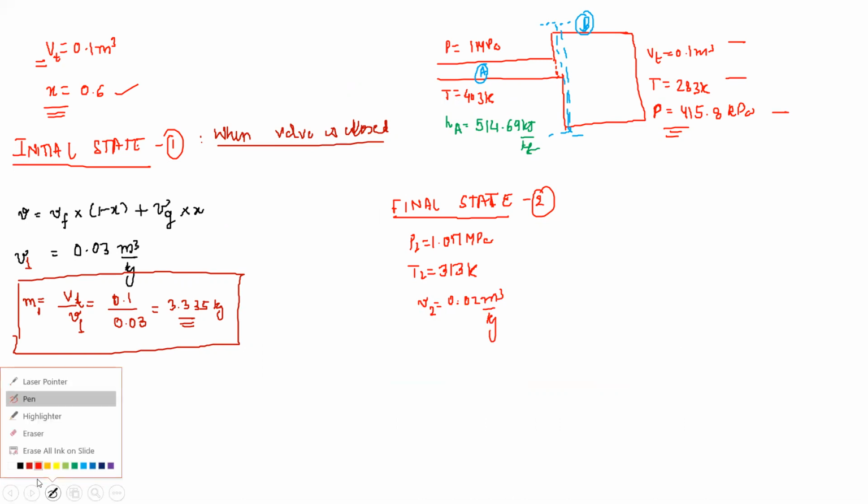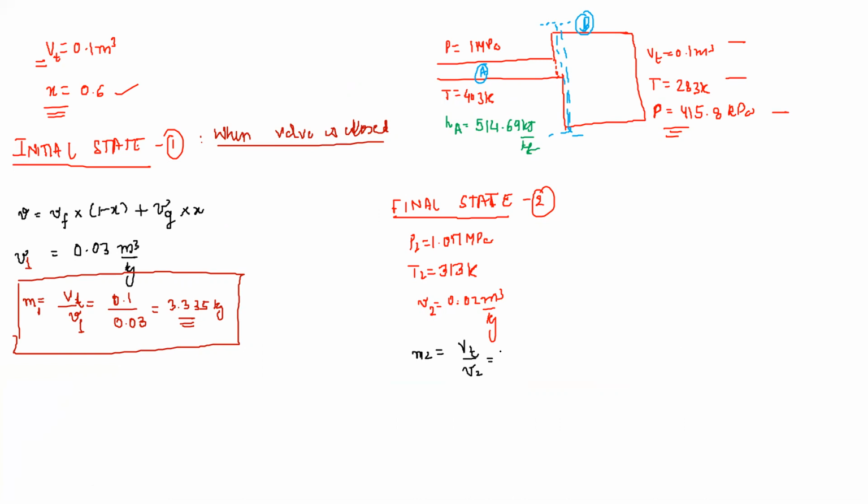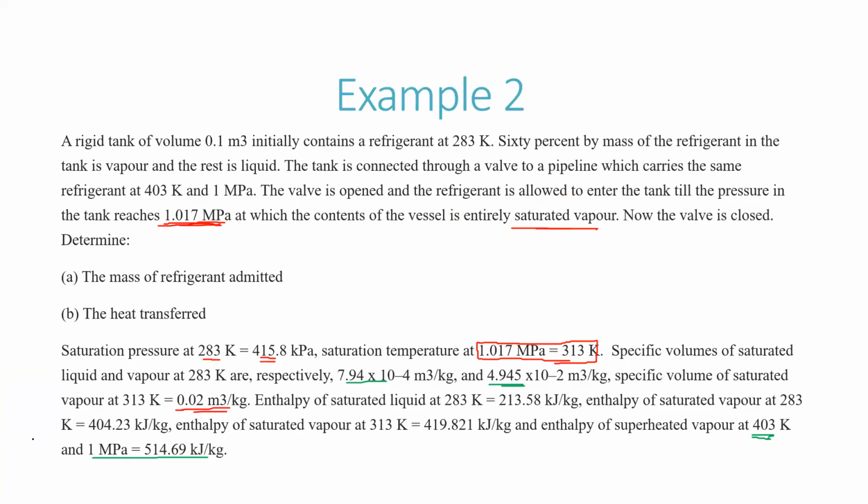So on the basis of that, when we calculate the mass in state 2, that is again the volume of the tank upon the specific volume, this time the specific volume of the gas. So that is going to be 0.1 upon 0.02, which is 5 kg. All right. So I guess the first part of the problem is solved, the mass of the refrigerant admitted.